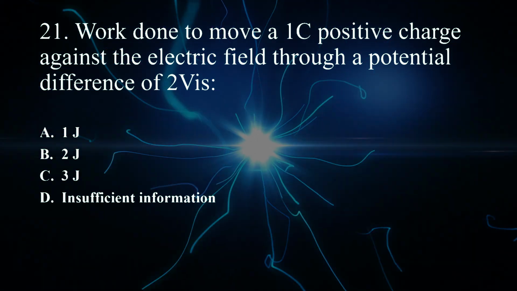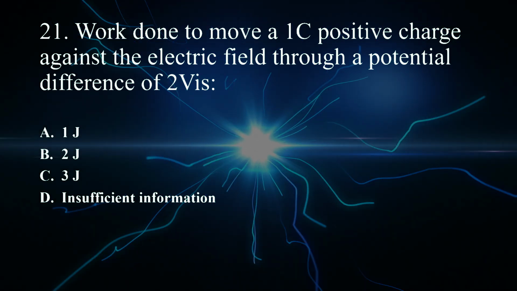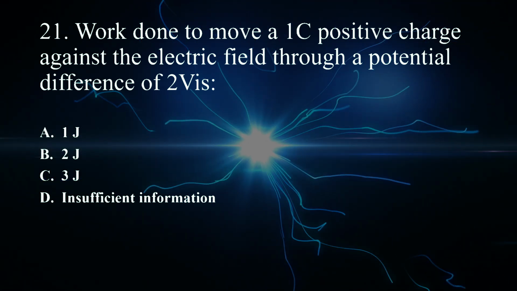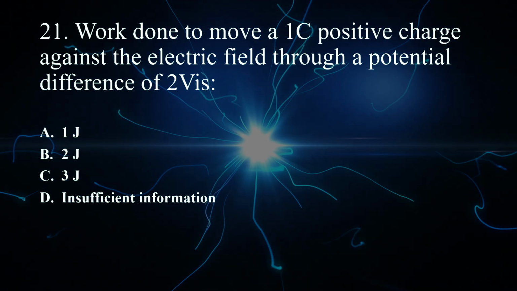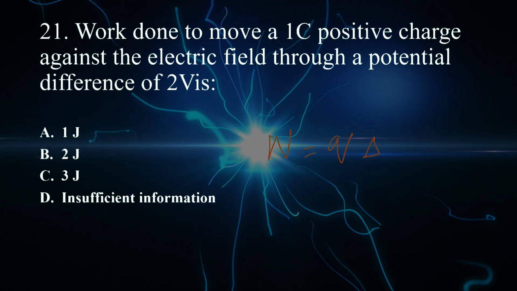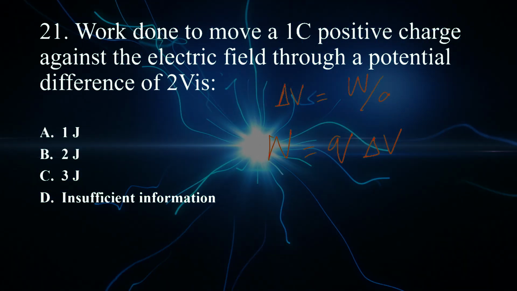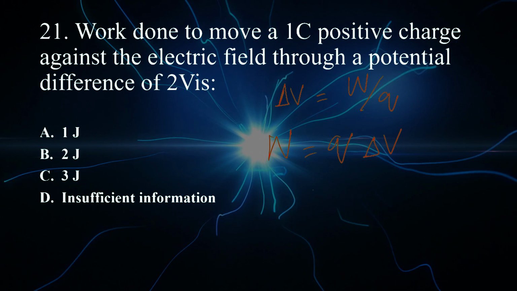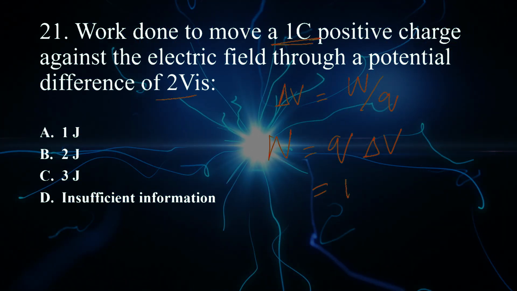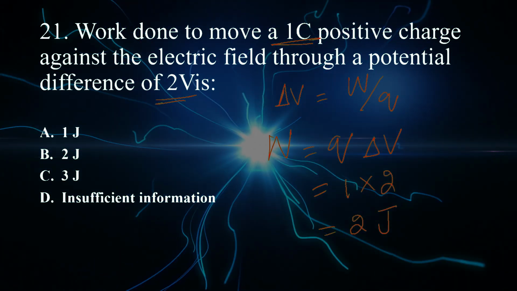Okay, the next MCQ is: work done to move a 1 coulomb positive charge against the electric field through a potential difference of 2 volts is. The work done to move a positive charge against the field is written as W equals Q delta V, and you have studied this formula in the concept of electric potential, that electric potential is work done per unit charge. The value of the charge is given as 1 coulomb and the voltage as 2 volts. So it will be 2 joules. The correct option will be B.